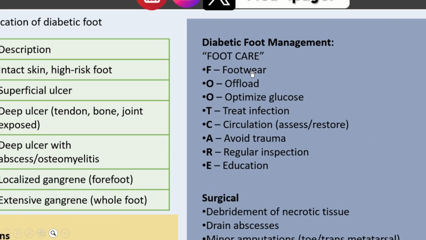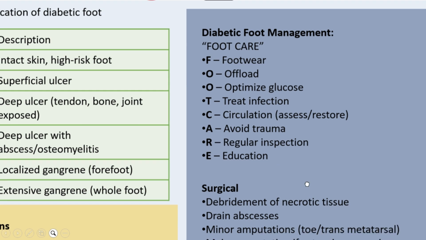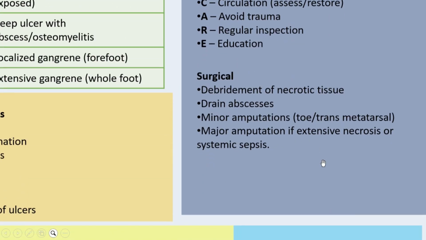So footwear is important. Someone should wear closed shoes, but with good circulation. Closed shoes with maybe some perforations to allow entry of air, to prevent someone from getting the diabetic foot. And then you have to offload the areas of pressure, or the areas that are developing ulcers. We want to optimize the glucose, treat the infections, and do something about the circulation. It can be to assess or restore it. We want to avoid trauma, do regular inspection, and then education of the patient is very, very important.